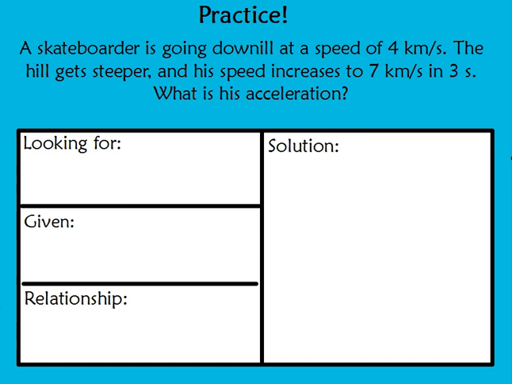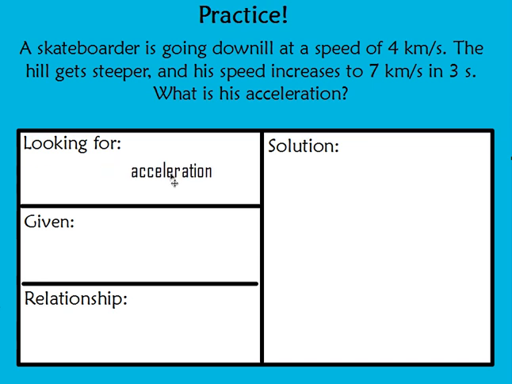All right, let's try one for practice, and then I will let you get started on your practice problems for homework tonight. This problem says a skateboarder is going downhill at a speed of 4 kilometers per second. The hill gets steeper and his speed increases to 7 kilometers per second in 3 seconds. What is his acceleration? Let's break this problem up, because if you do it wrong and put one velocity in front of the other, you could get a different answer.